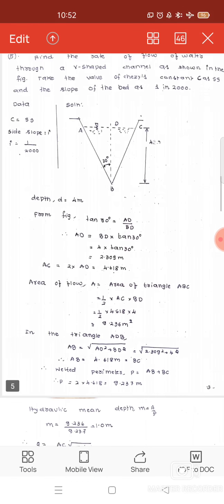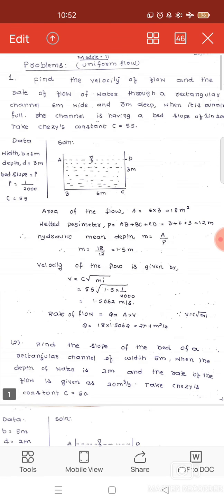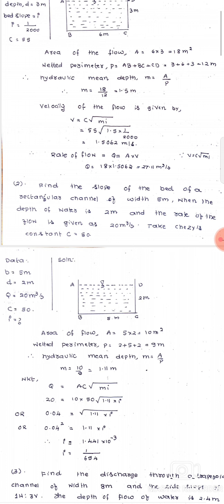So these are all the numericals which belong to uniform flow in open channels. All of you can keep the notes. I'll forward the notes, and you can keep the video. When you're going through the video, just keep the notes and practice all the numericals we have discussed in this session.